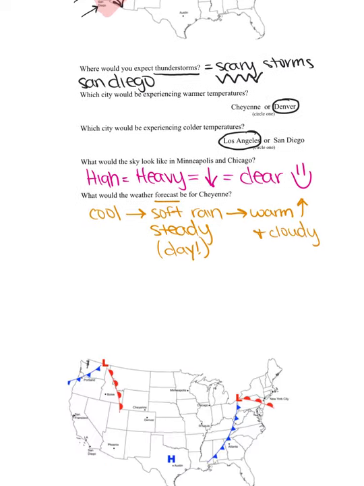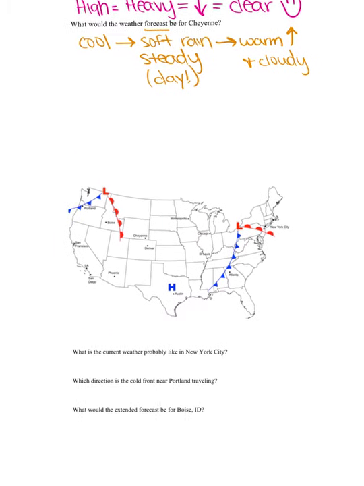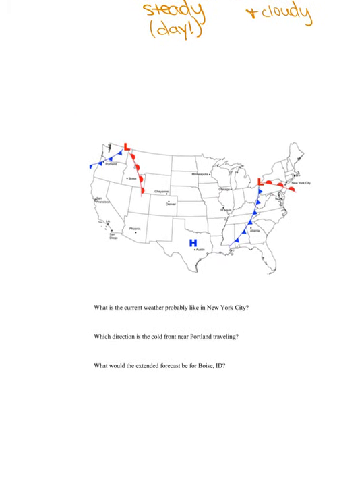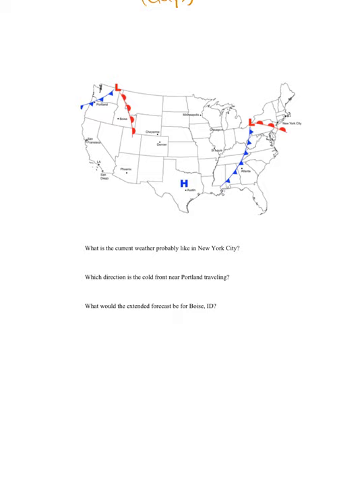All right, so we'll go on to our last map. Our last map has a few things going on it. So we have to look at all of our stuff. We have two low pressure systems, okay? And then we have one high pressure system. The low pressure systems have fronts by them, the cold fronts and the warm fronts.